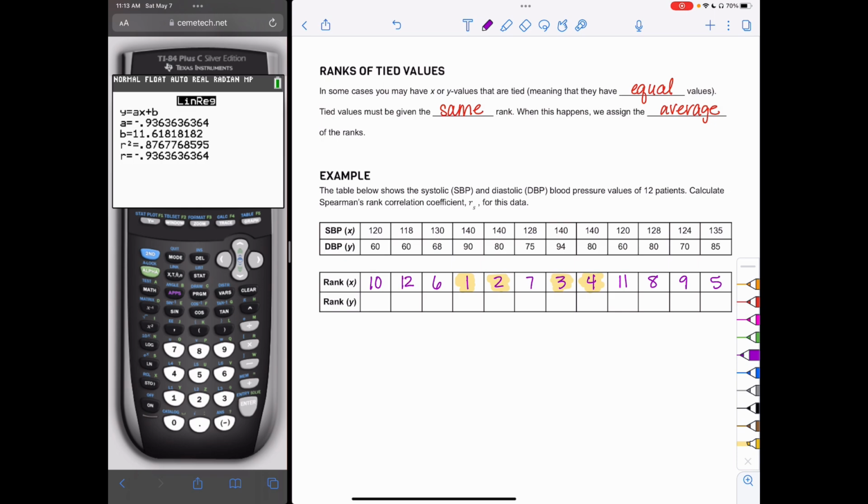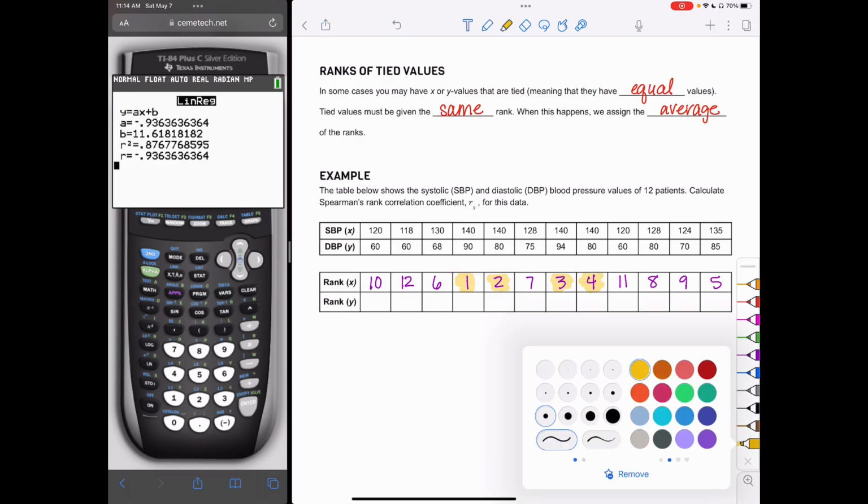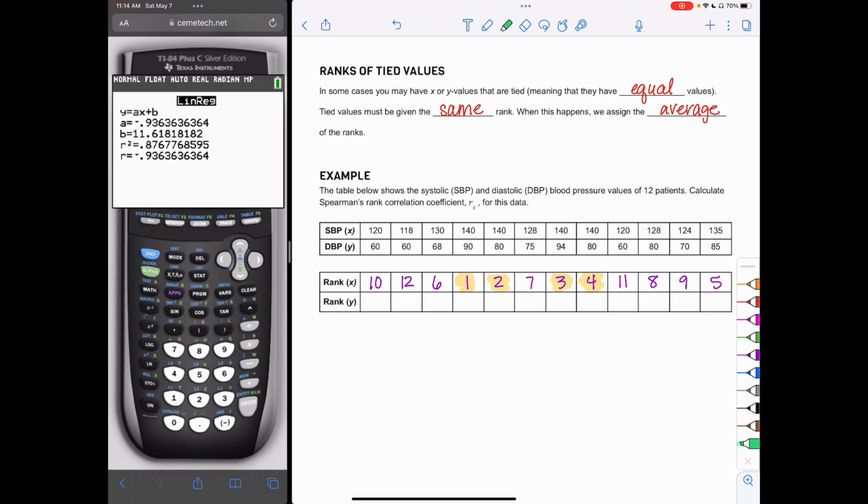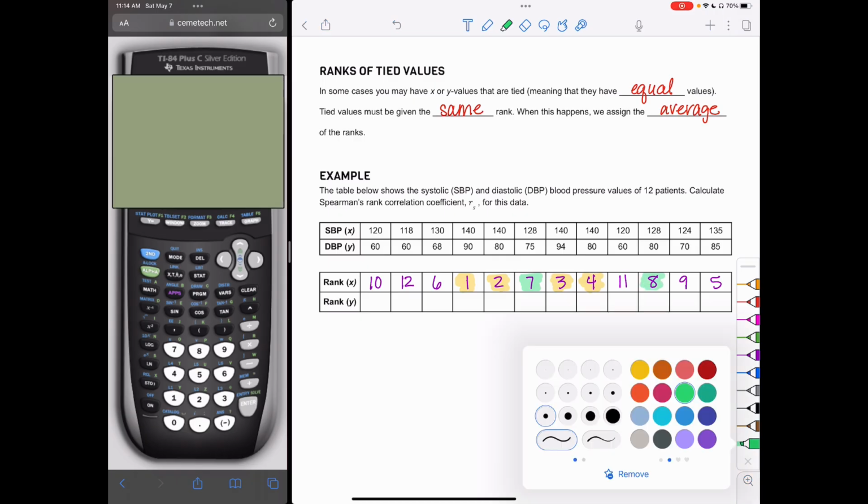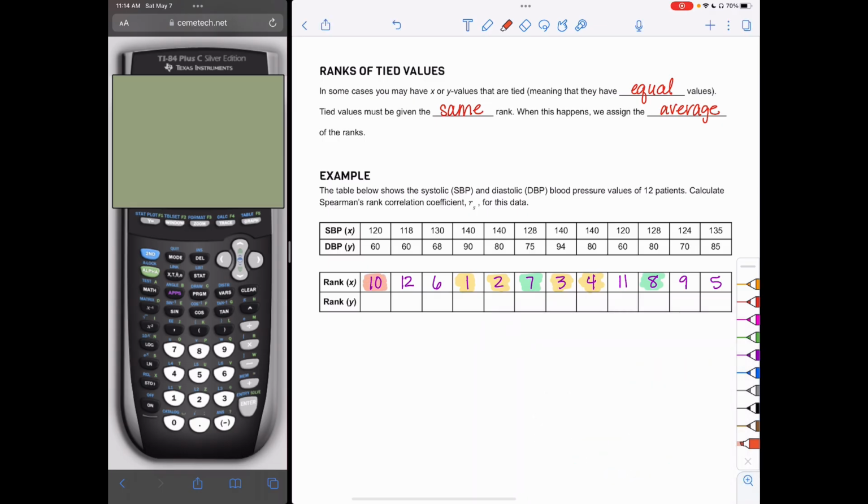All right. So when I look here, I remember seeing that we have 128 twice. So I'm going to highlight those numbers. And then we also have 120 as well twice between 10 and 11. So I need to find the average of these values.